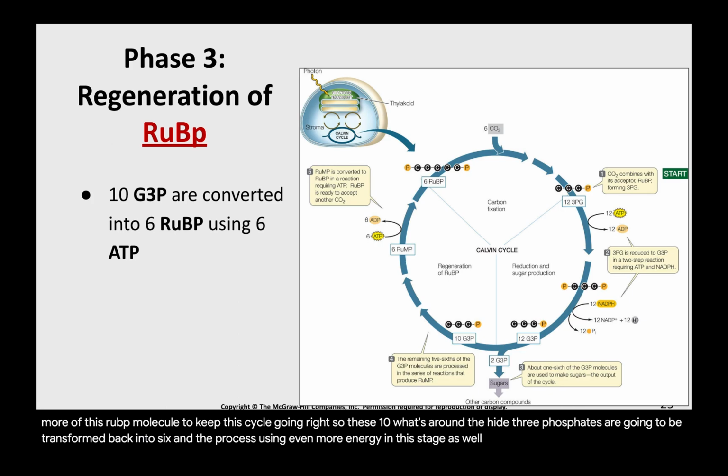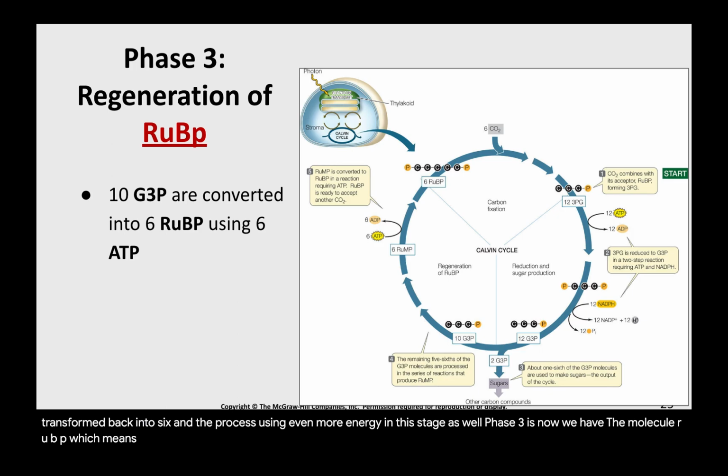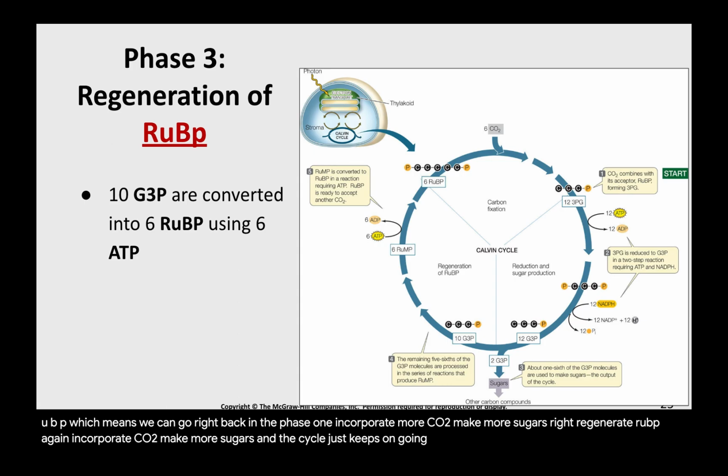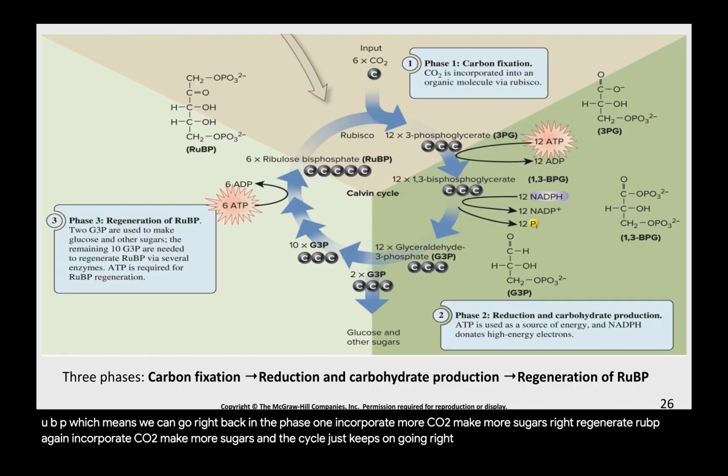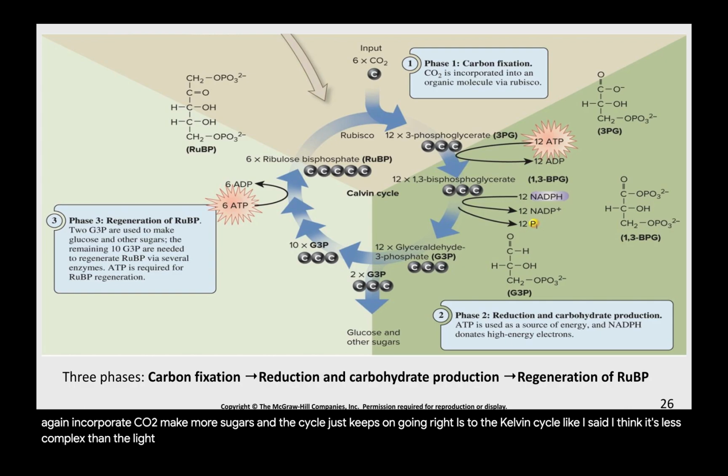So the end result of phase 3 is that we have the molecule RUBP, which means we can go right back into phase 1, incorporate more CO2, make more sugars, regenerate RUBP again, incorporate CO2, make more sugars, and the cycle just keeps on going. That's all there is to the Calvin cycle. Like I said, I think it's less complex than the light reactions, but note that I've also very much simplified it.